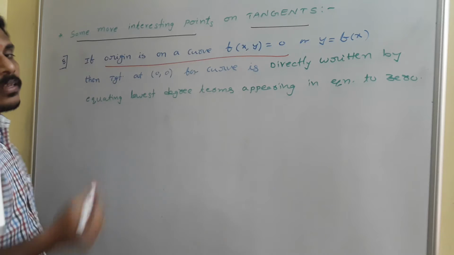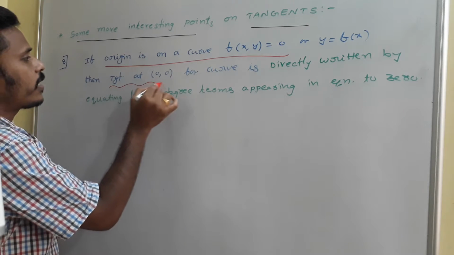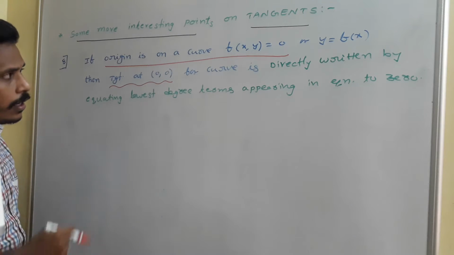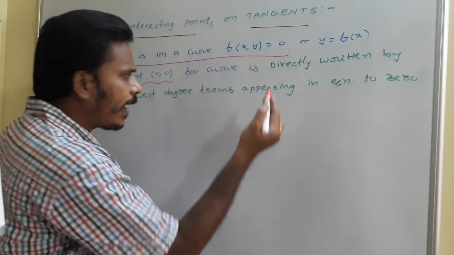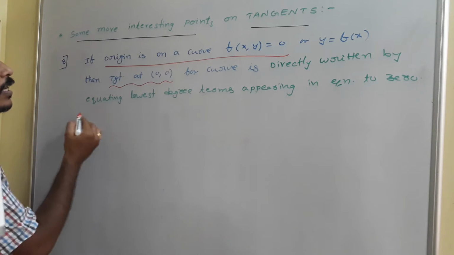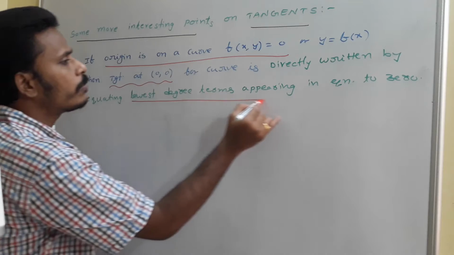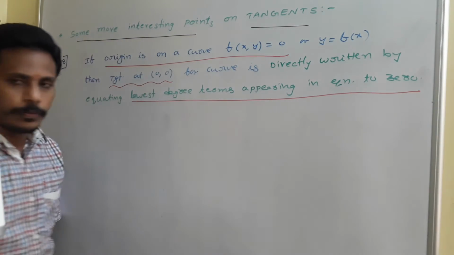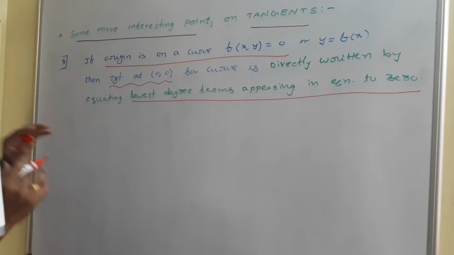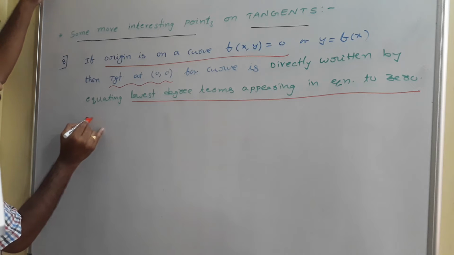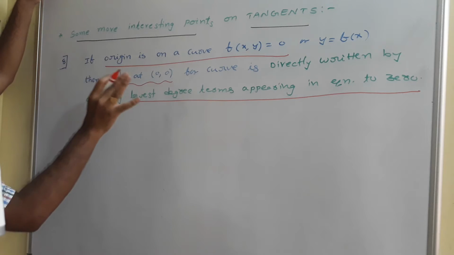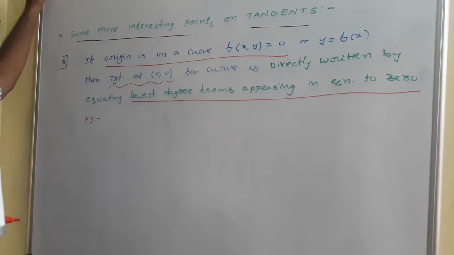If origin is on the curve, the tangent at origin for the curve is directly written by equating the lowest degree terms appearing in the equation to 0. See what it means. I will give you first an example and then I will discuss the proof of this statement. For suppose I have an equation, something like this.